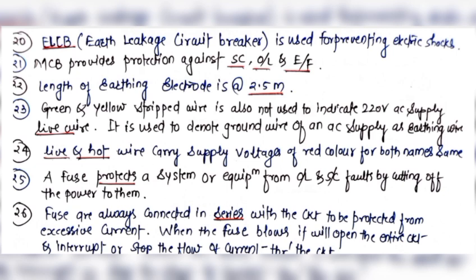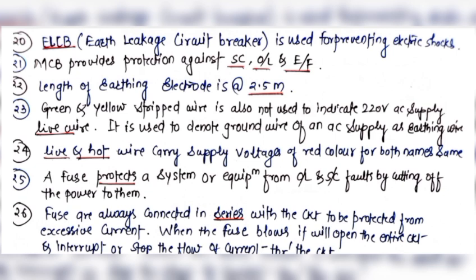Green and yellow striped wire is not used to indicate 220 volt AC supply live wire. It is used to denote ground wire of an AC supply as earthing wire. Live and hot wire carry supply voltages of red color, both names same.